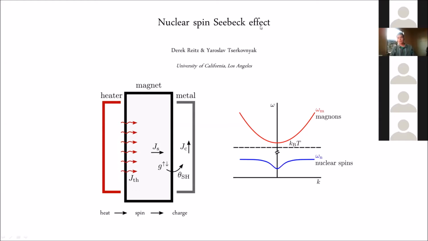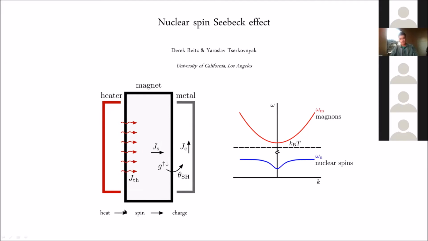Today I'll be talking about a new theory that we've been developing over the past couple of years for the nuclear spin-Seebeck effect, and I'll be applying it to a case which has been studied experimentally recently in antiferromagnets. So I'll be considering an antiferromagnet with nuclear spins inside the antiferromagnet.